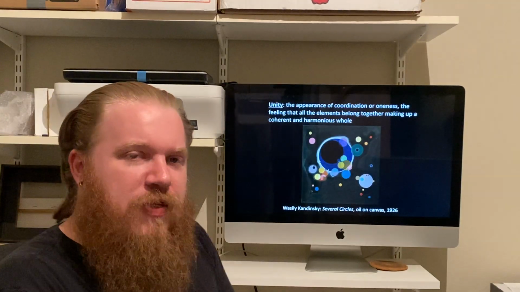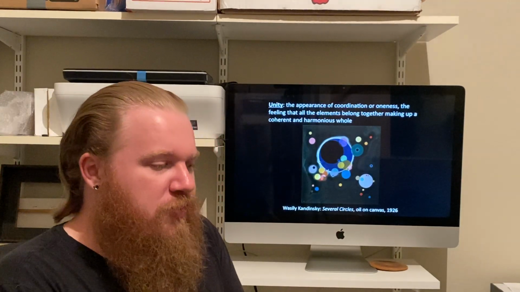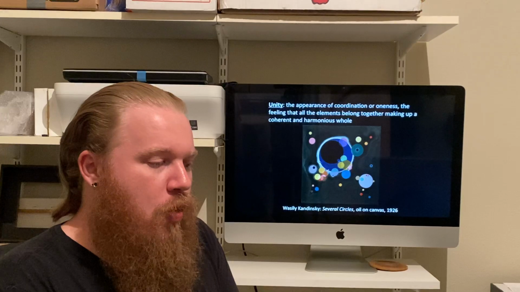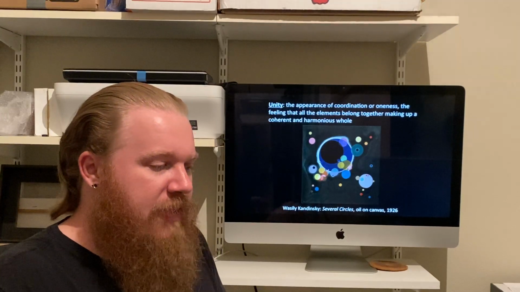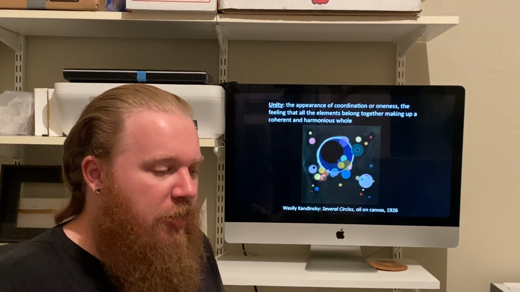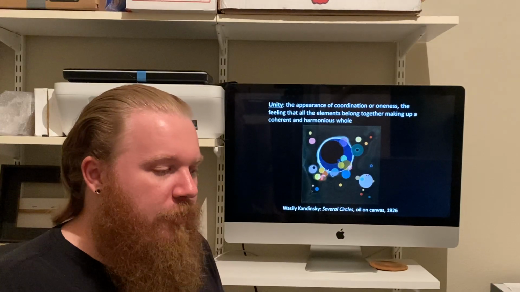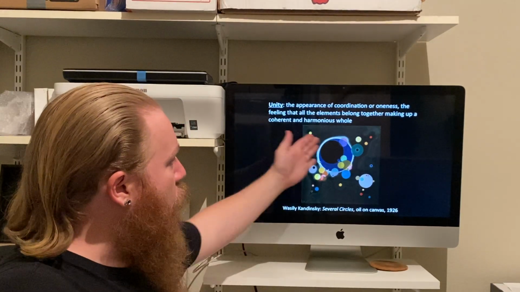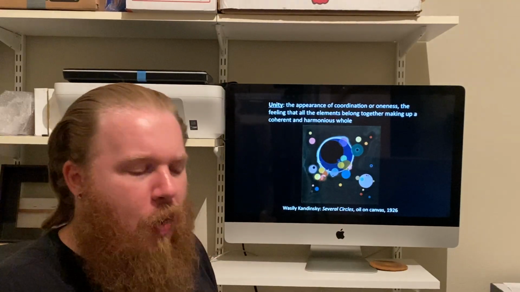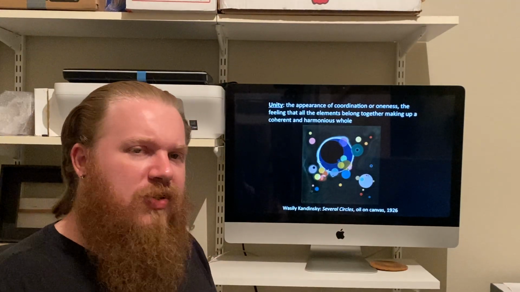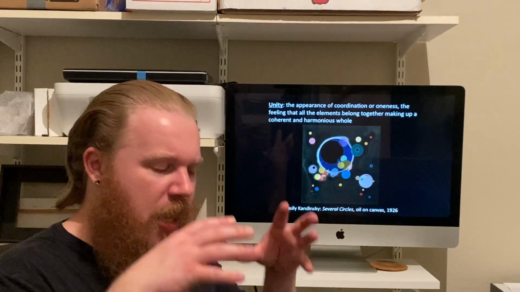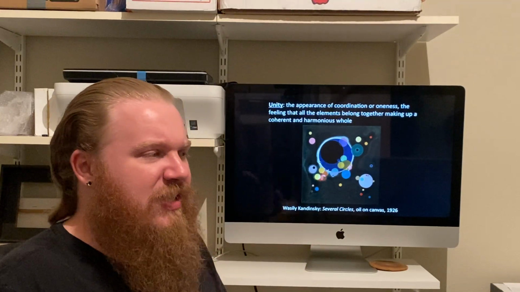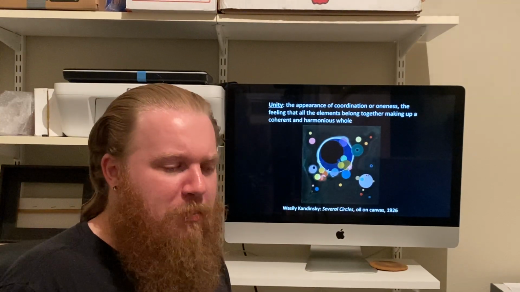So we begin with unity, and unity refers to the appearance of coordination or oneness, the feeling that all the elements belong together, making up a coherent and harmonious whole. And so here we can see a work that utilizes unity quite extensively. Most artists are not going to utilize unity solely as it is. It tends to become static and boring when by itself.